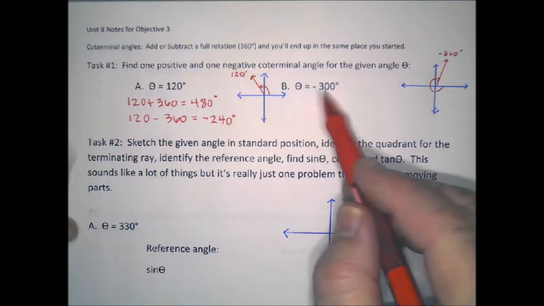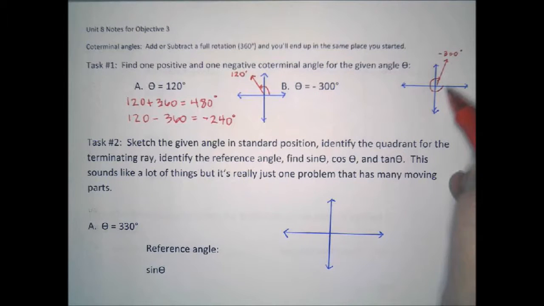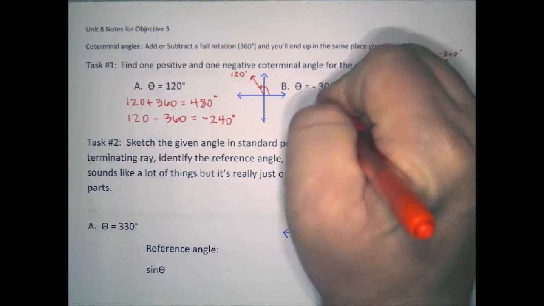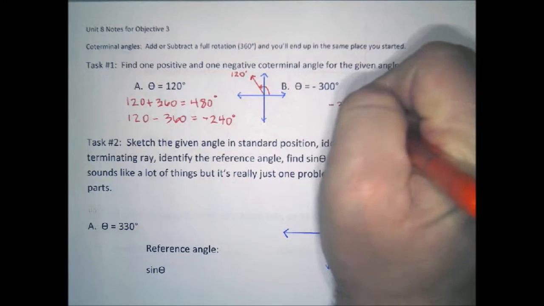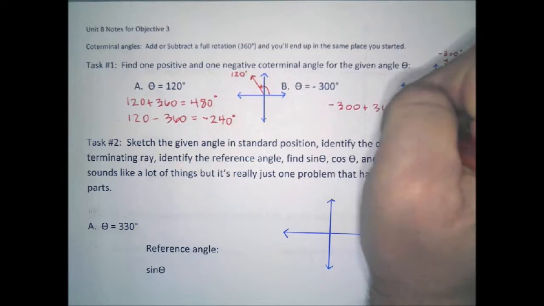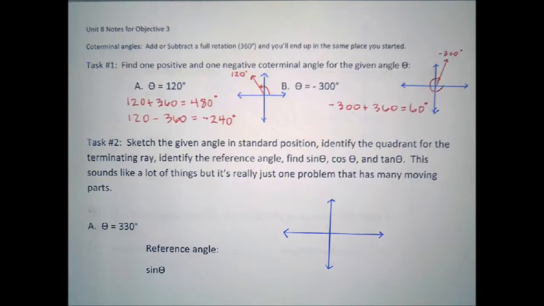For this one, I started with negative 300, so you can see when we go negative, we're going to start here, and we're going to go clockwise, 90 degrees, 180 degrees, 270 degrees, and I'm going to end at negative 300, about right here. So again, it's the same idea. What if I went 360 degrees in the positive direction? So negative 300 plus 360 equals 60 degrees.